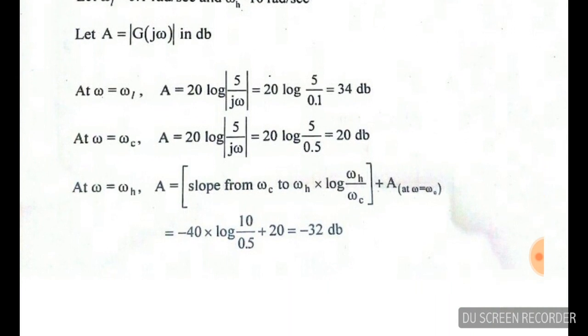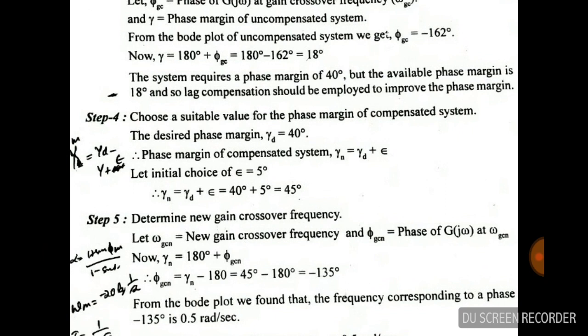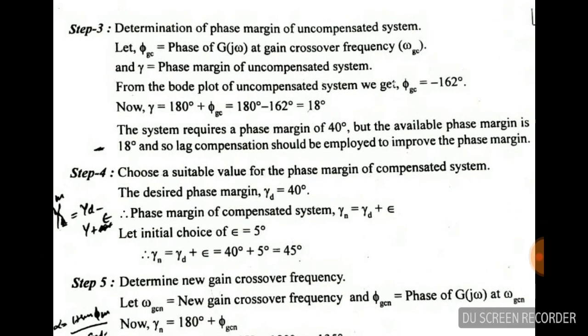And at omega equal to omega h, that is for 10 radians per second, the gain equation will be: the slope from omega c to omega h, that we have already calculated as minus 40, into log of omega h by omega c, that is log of 10 by 0.5, plus the gain at omega equal to omega c, that is plus 20, which is equal to minus 32 dB. So these are the basic steps in the design of a Bode plot.